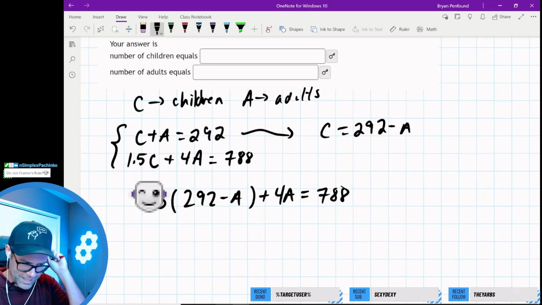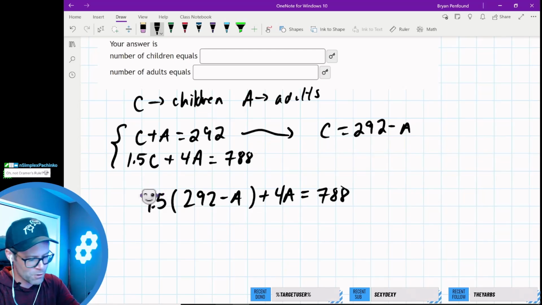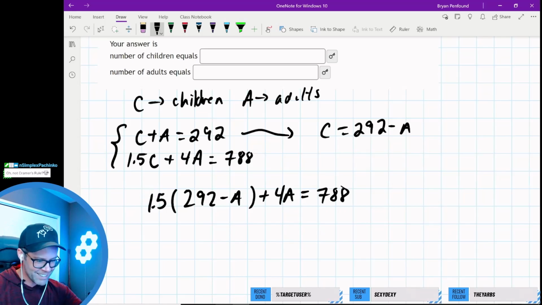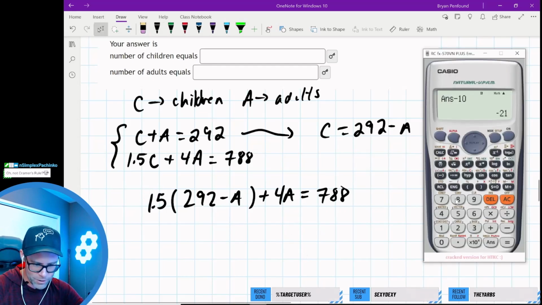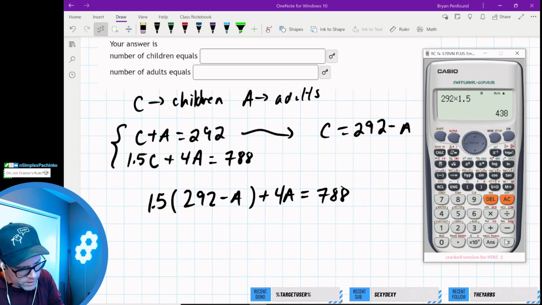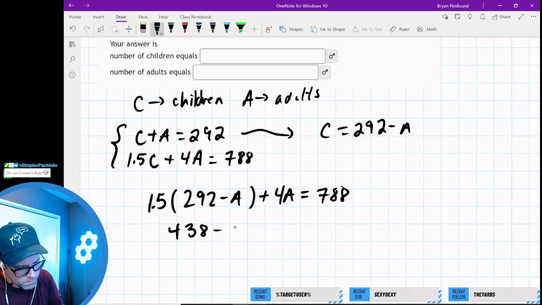Hopefully we get an even number of children and adults, otherwise this would be terrible. Because you say Cramer's rule, get out of here. 292, what's half of 292? 292 times 1.5. So 438 minus 1.5A plus 4A.